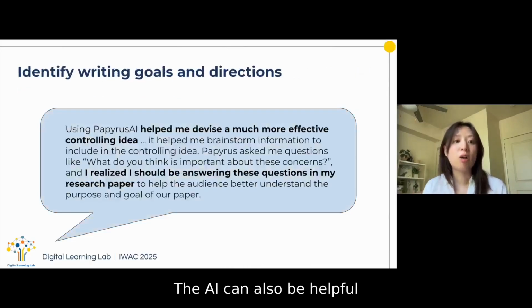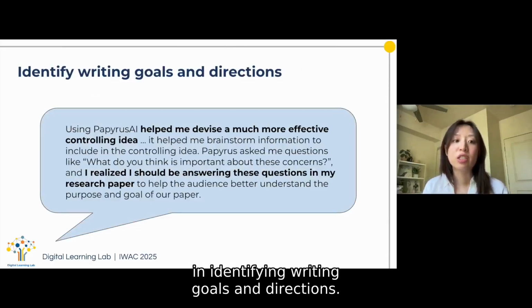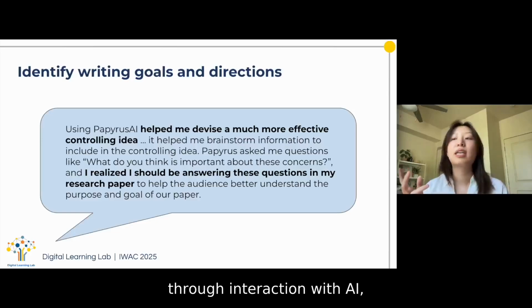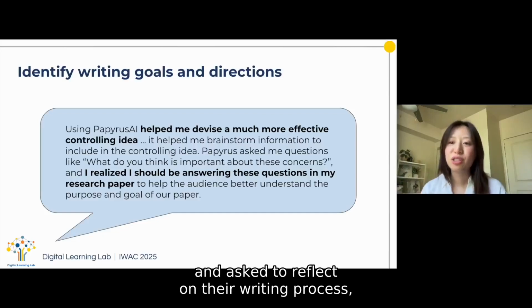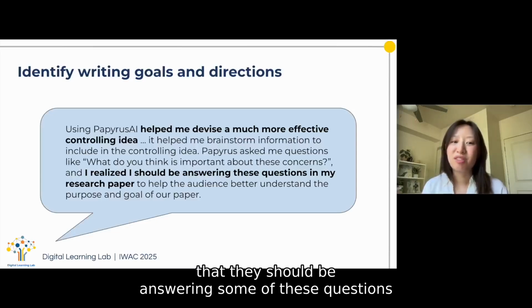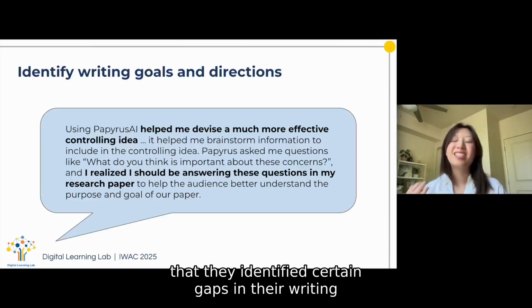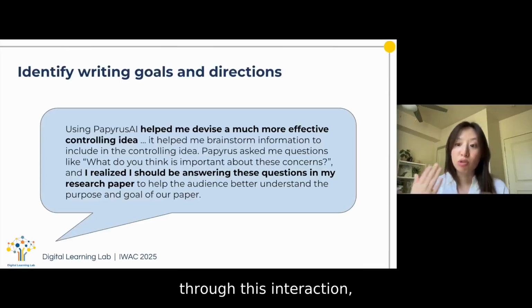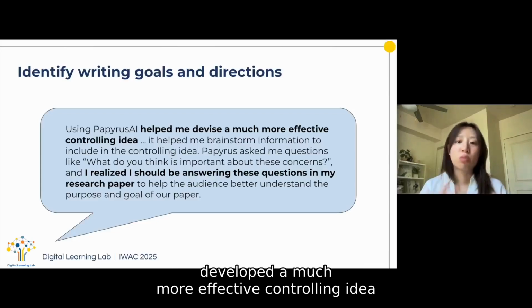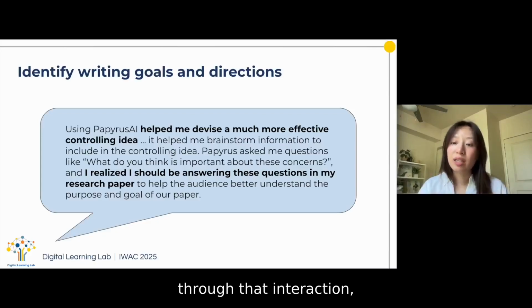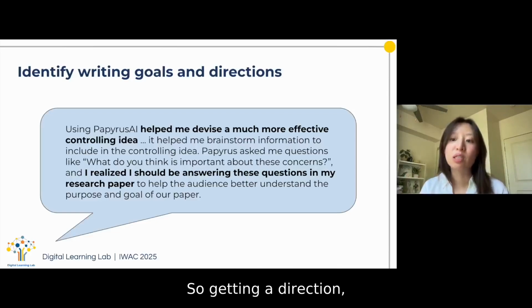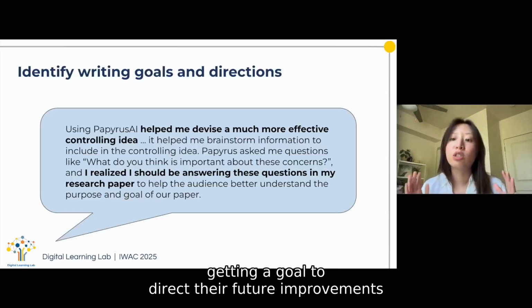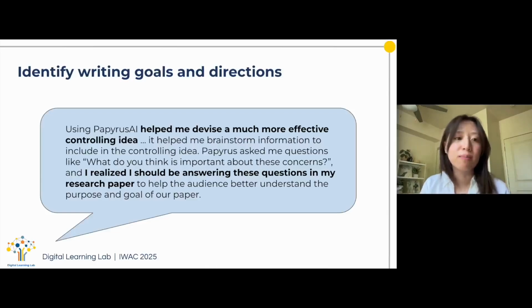The AI can also be helpful in identifying writing goals and directions. So in this case, the student realized through interaction with the AI, through being asked questions and asked to reflect on their writing process, that they should be answering some of these questions in their research paper, that they identified certain gaps in their writing through this interaction, developed a much more effective controlling idea through that interaction, and then realized, okay, I should bring this into the writing itself to improve it. So getting a direction, getting a goal to direct their future improvements for their writing.